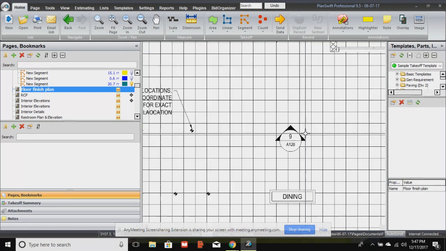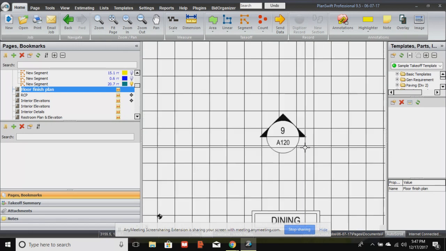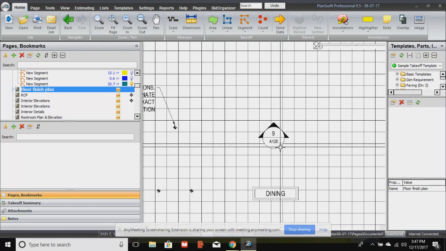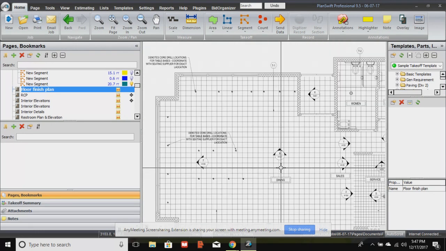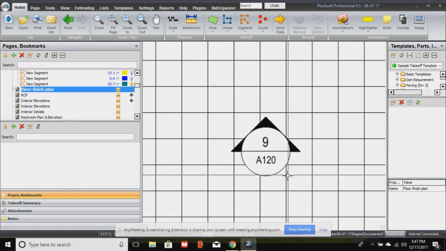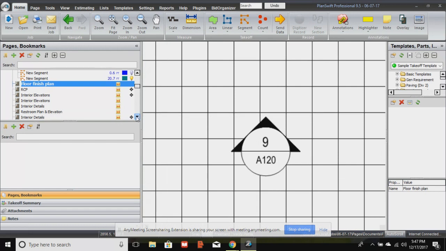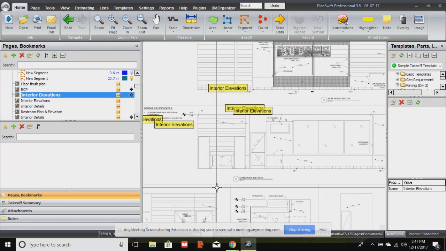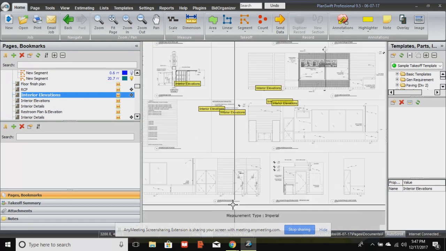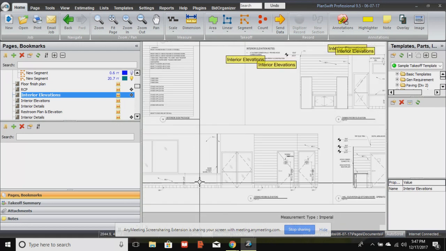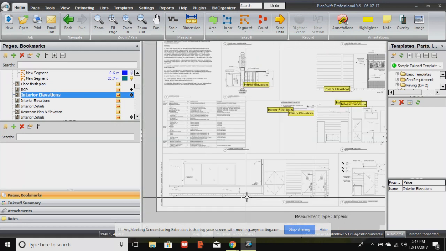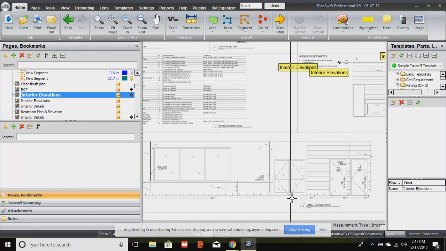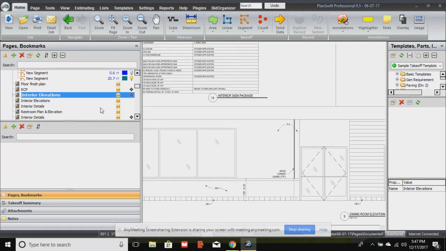And so what this interior elevation marker 9 over A120 is telling me is that if I want to know what finishes are going on the north dining room wall, I'm going to go look at image number 9 on page A120. So let me find image number 9 on A120. Okay, here we go. So that's that north wall, image number 9 on this page. So now I know where all my paint goes.